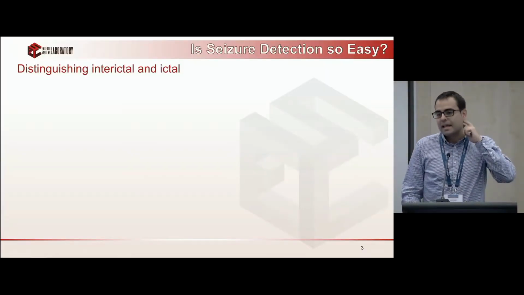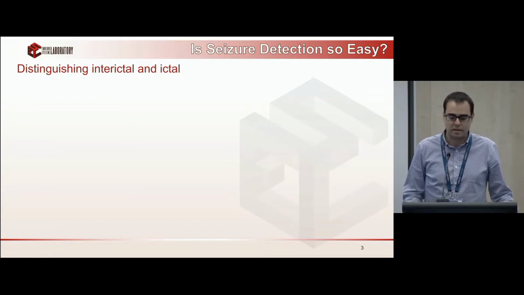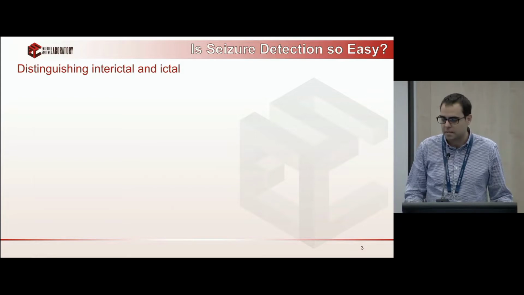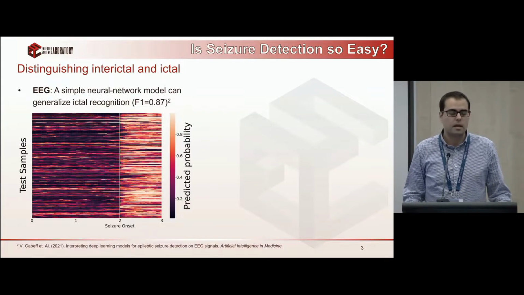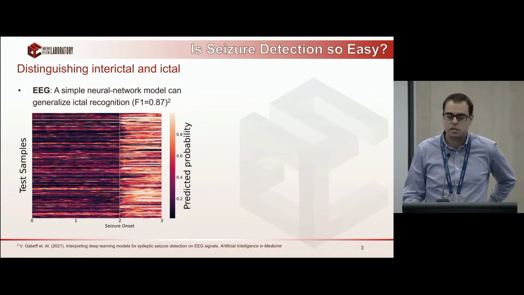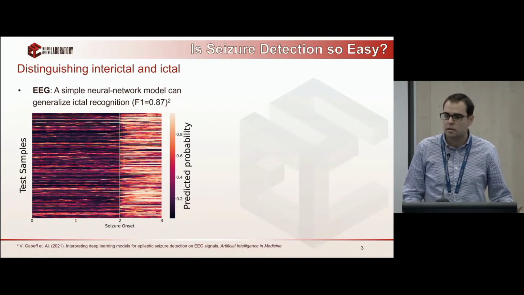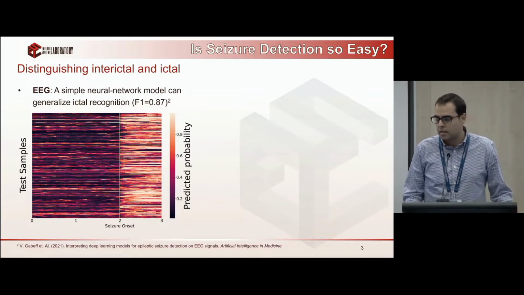But what are we doing here today? Well, is seizure detection so easy or not? Let me show you two results with two different types of signals. So first with EEG. This is an experiment in which we tried to build a general model for seizure detection. So we trained with 800 patients, and then we tested with 200 patients. And here in this figure, each row corresponds to a different patient. And for all of them, the seizure started at minute 2.